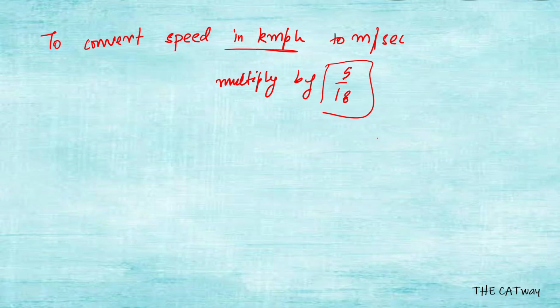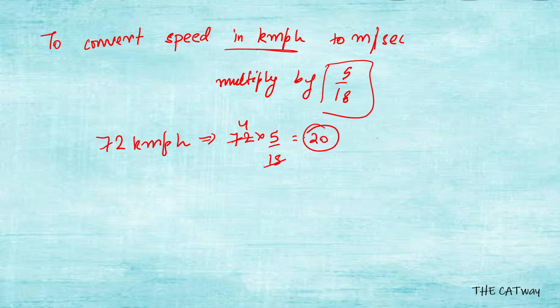Now let's check it out. Let's say the speed is 72 kmph. Now we have to write it in meter per second. So what we will do is 72 into 5 by 18. Okay, so this will be 4 times and this will come out to be 20 meter per second.